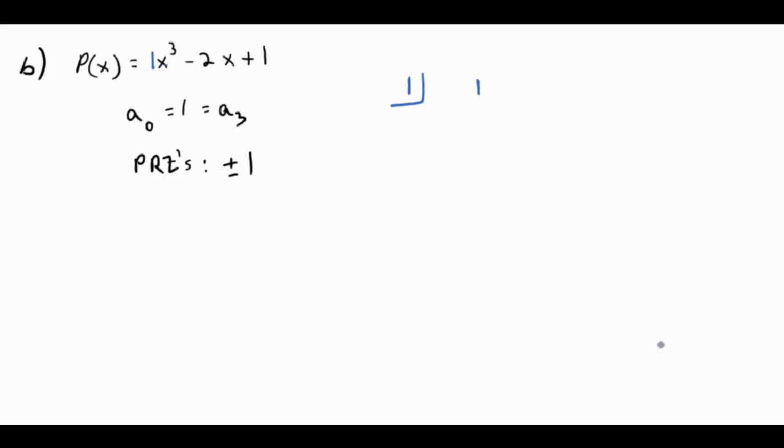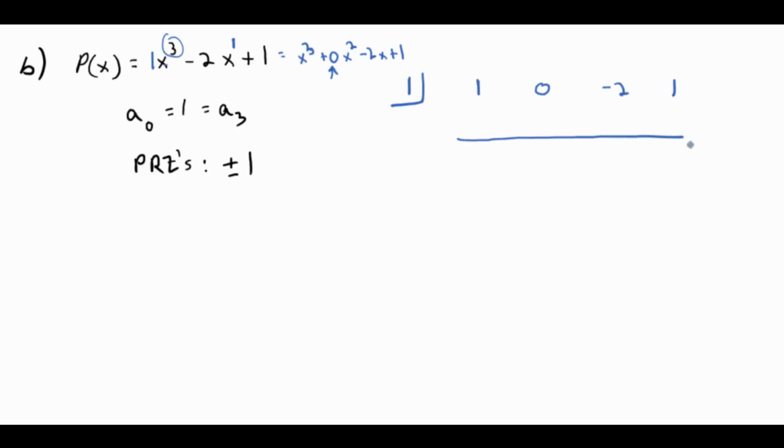You got to be careful. It goes from a power of 3 to a power of 1, so you got to put a plus 0x. Let me write it out. You got to write it out as x cubed plus 0x squared, since it skips over x squared, minus 2x plus 1. Then you can see all the coefficients: 1, then plug in 0, then negative 2, and then 1. If you don't put in that placeholder 0, it's not going to work out good.